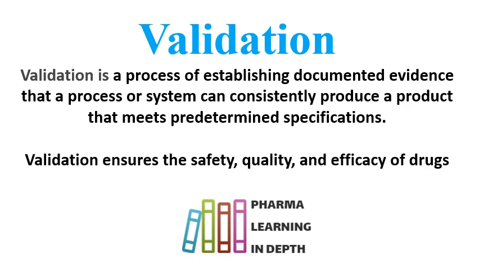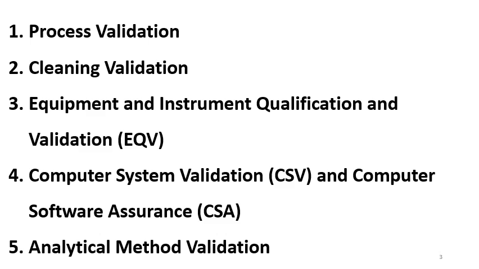So let's see the types of validation. There are broadly 5 categories of validation: process validation, cleaning validation, equipment and instrument qualification and validation, computer system validation and computer software assurance, and the fifth one is analytical method validation. As a pharma professional, we should know these things in detail. At least we should understand the different types of validation and how these are important.